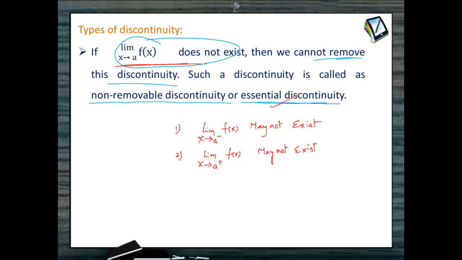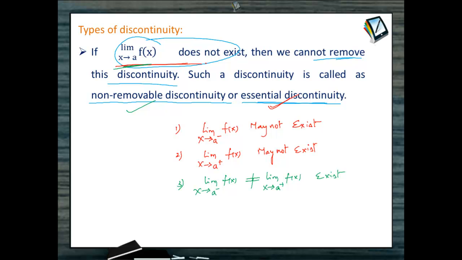Then also the function exhibits essential discontinuity or non-removable discontinuity. There is one more case. Maybe limit x tends to a plus f of x and limit x tends to a minus f of x both exist but they are not equal. Then also the function's limit does not exist and therefore it becomes a non-removable discontinuity, right?